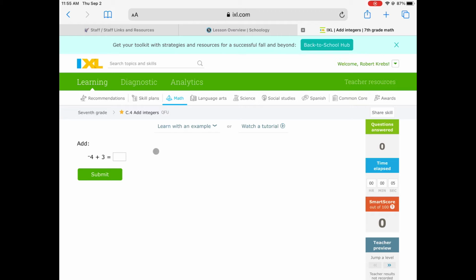First, on IXL, you can see at the top there, you can learn with an example or watch a tutorial. That is something you can do through Safari if you're logged in to IXL. I'm not 100% sure it's on the app.